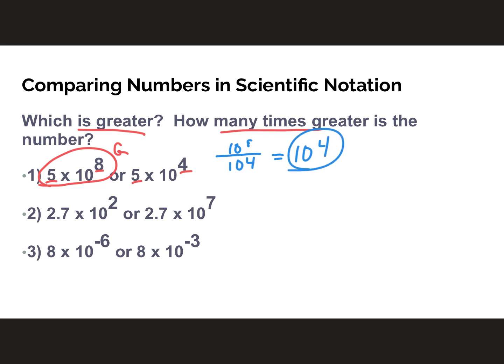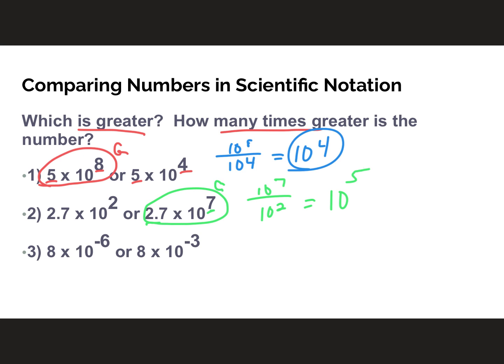Okay, let's try another one. This next one, I have 2.7 times 10 to the second power or 2.7 times 10 to the 7th power. Well, the greater number is going to be the one with 10 to the 7th power. That's obviously greater because it's a much bigger number. And again, if we do 10 to the 7th divided by 10 to the 2nd, I know that it is 10 to the 5th power greater.